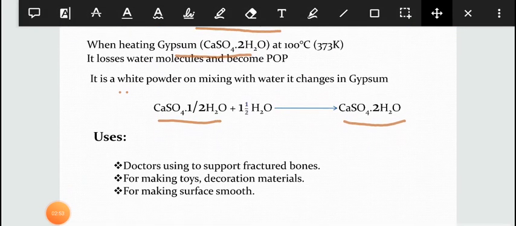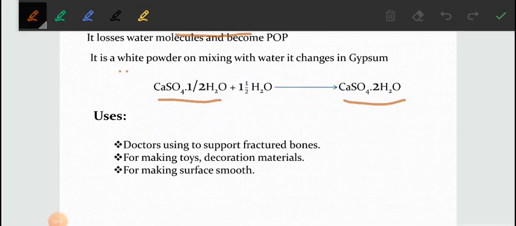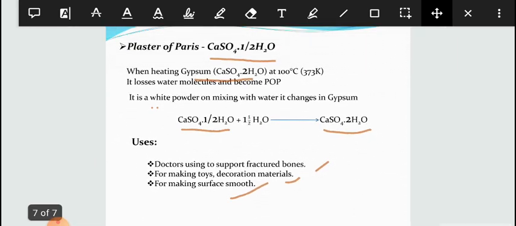Next are the uses of this: doctors use it to support fractured bones, for making toys and decoration material, and for making surfaces smooth. So this is all about your chapter acids, bases and salts.